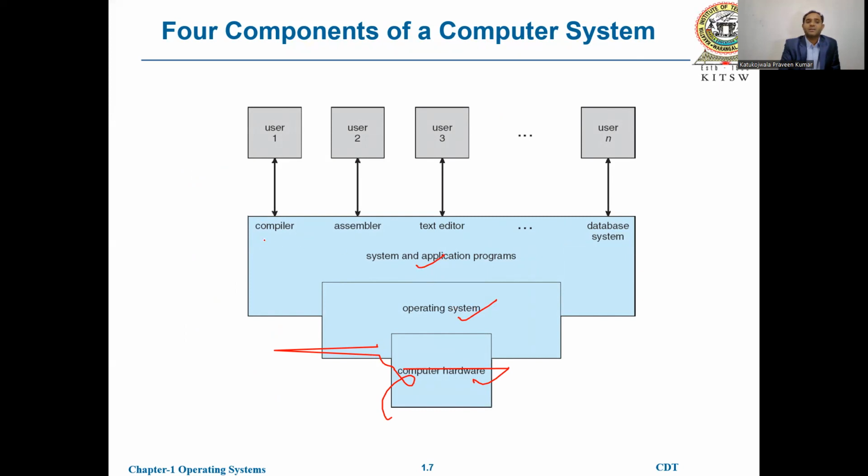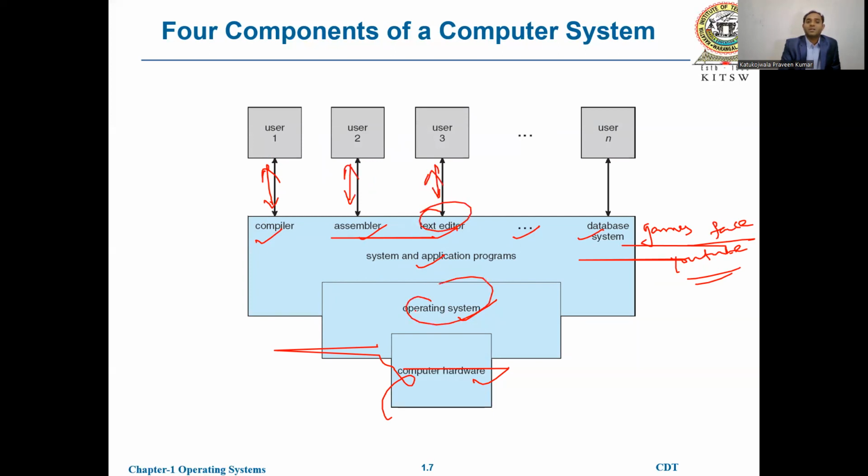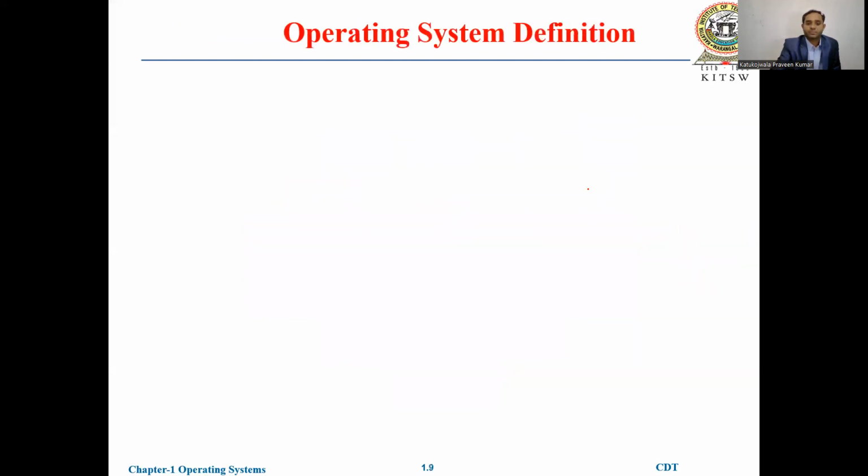In application programs, as we discussed in the last slide, there are compiler, assembler, text editor, word processor, database systems, some games you may install, your Facebook, your YouTube, Instagram. These are all called application programs. Users can work directly on these application programs. This is possible because of your operating system.